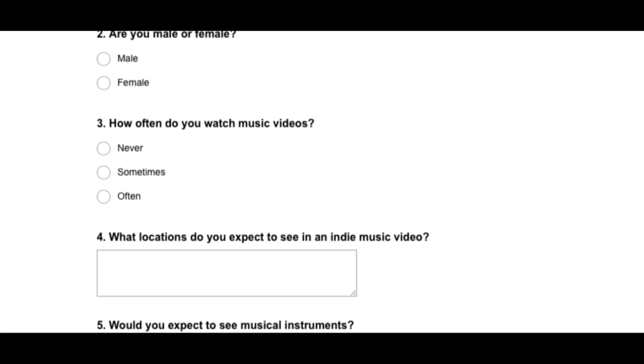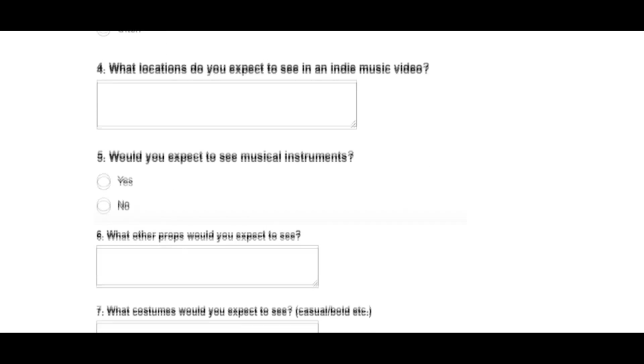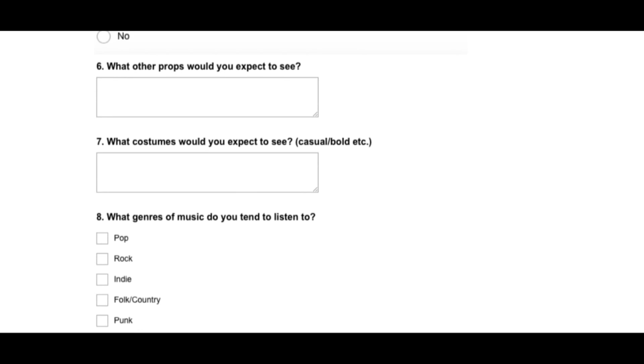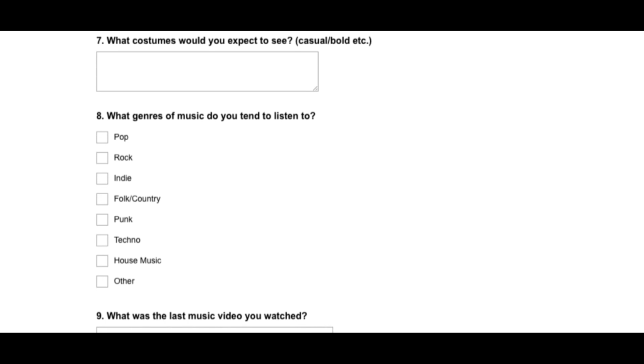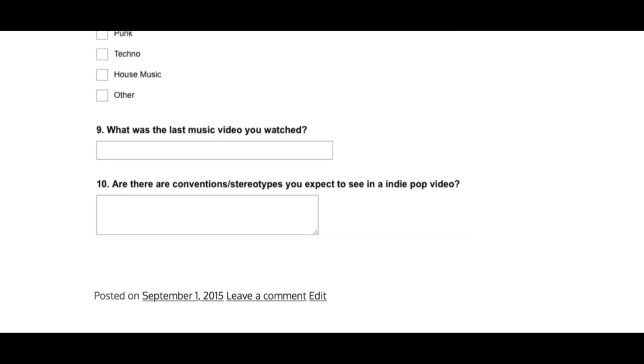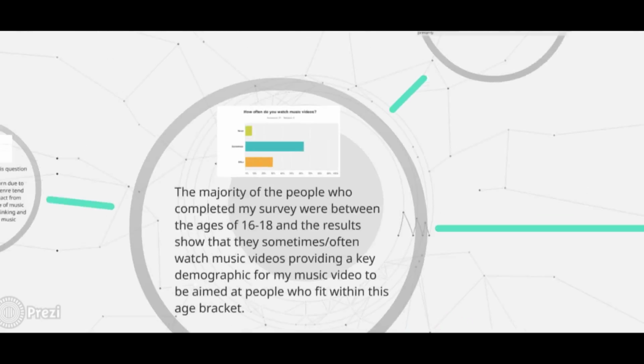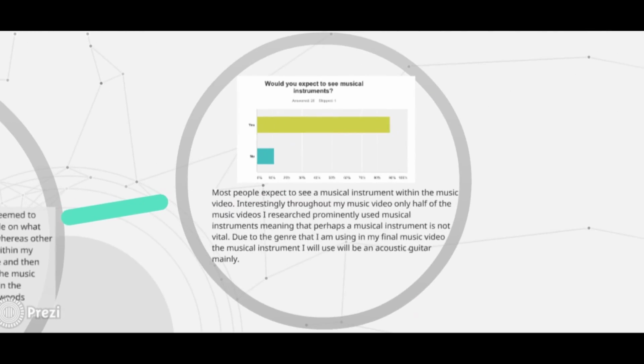In the research section, I also used the website SurveyMonkey in order to gather responses and information into what my target audience was expecting to see in a music video from my chosen genre. I then collated these responses and reviewed the responses I'd gathered by creating a Prezi.